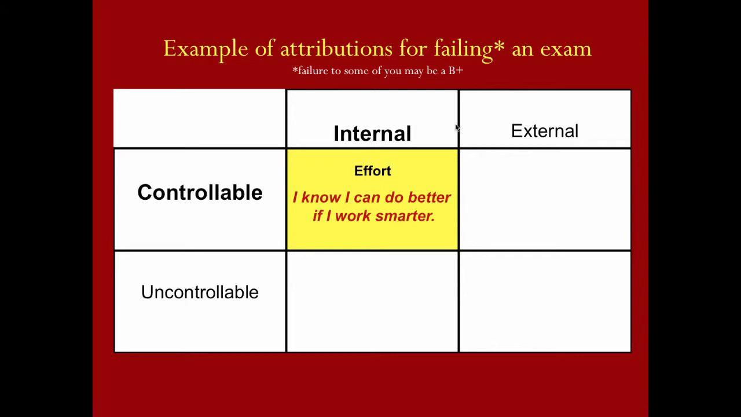This person may go and seek out help from either the professor or friends or a study group, or they may know already what they need to do, but just know that they need to exert more effort when doing it. Ultimately, someone who attributes their failures to an internal controllable reason, such as effort, is likely to remain motivated and hopefully exert more effort in the future.